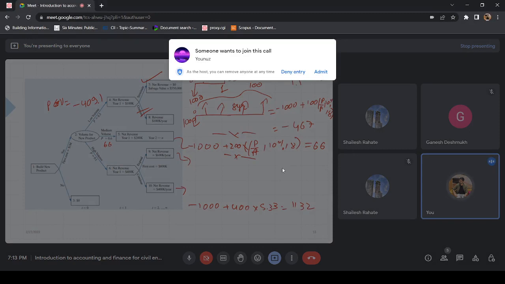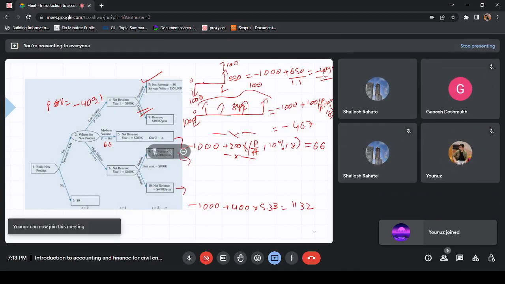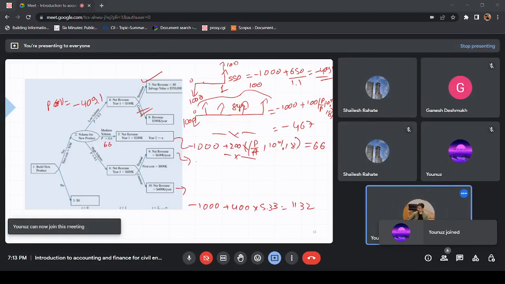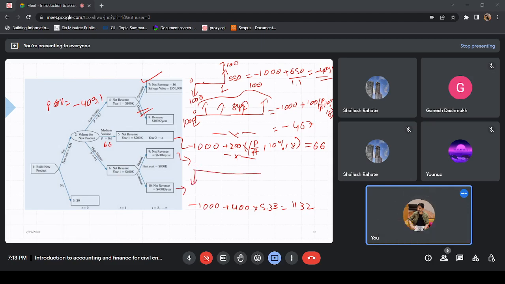Now, what about the case that we haven't dealt with till now? In this case, if you make the cash flow, how would it look? You pay 1 million at time t equals 0. In the first year, you are getting a revenue of 400. Then you are paying 800. For the next 7 years, right? 1, 2, 3, 4, 5, 6, 7. For the next 7 years, you are getting 600.